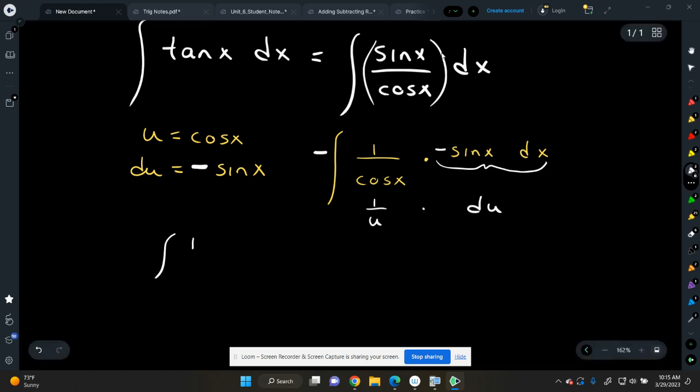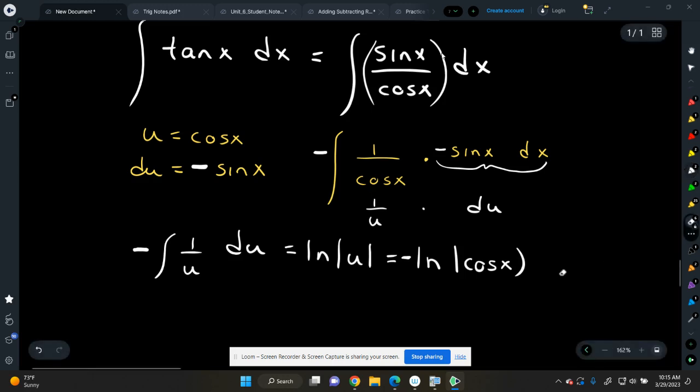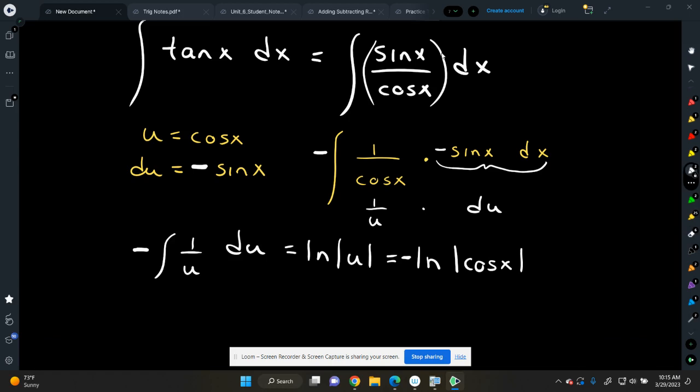So now I have 1 over u times du. If I'm integrating 1 over u du, that one I know, that's the natural log of u, which is the natural log of cosine x. But don't forget, we have a negative in front, so that's negative natural log of cosine x. Even though we didn't memorize it, that's why I say I don't have them all memorized, okay?